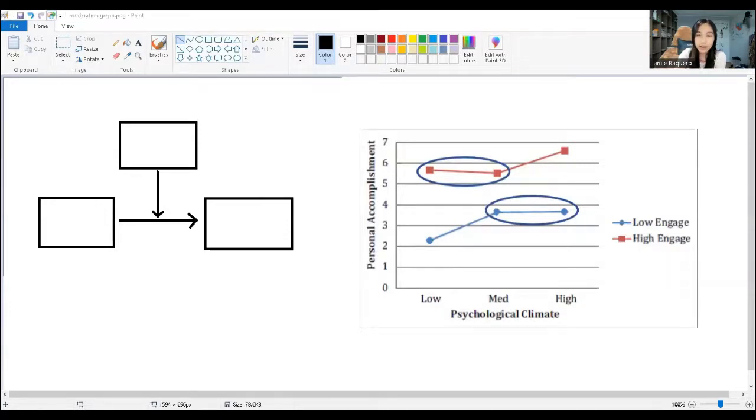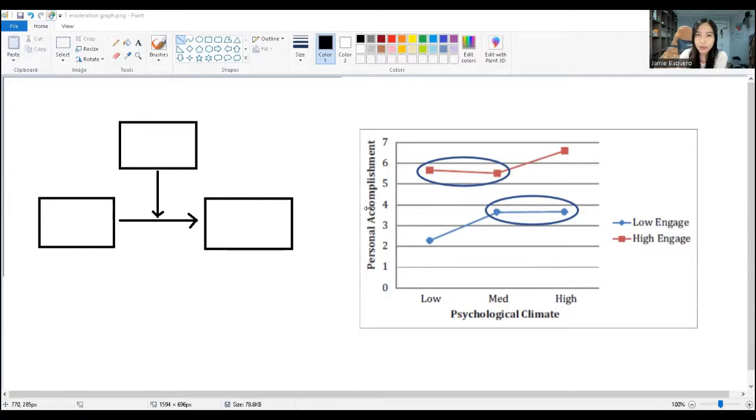So we have two graphs. The left side shows a simple graph that I made, which further explains what moderation is, and we will be identifying each variable that I will show later on. And on the right side, we have here a line graph that represents the result of this study conducted by the undergraduate DLSU students.